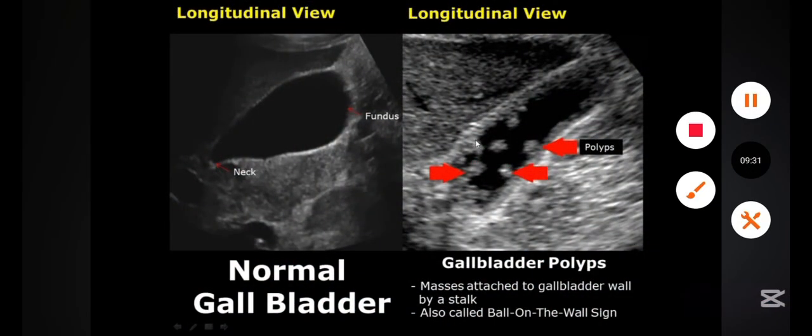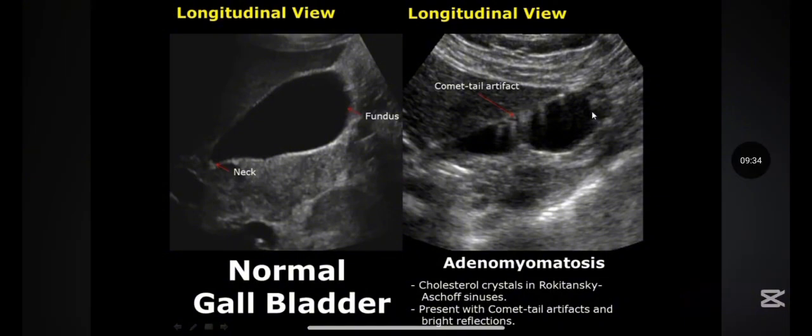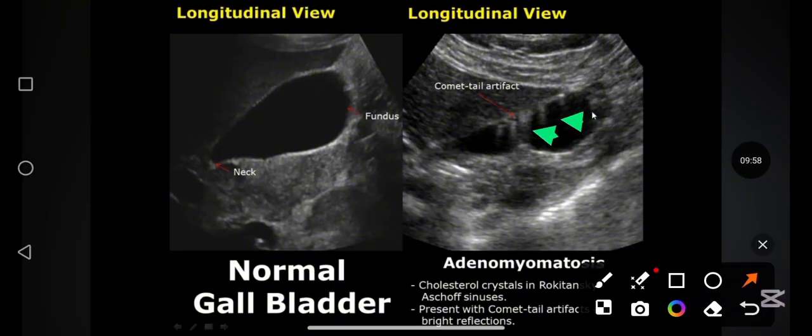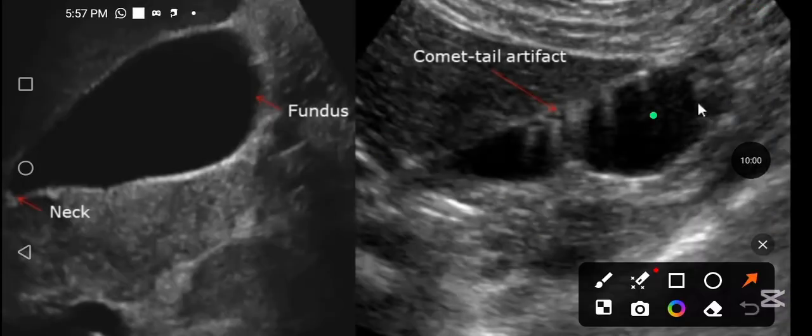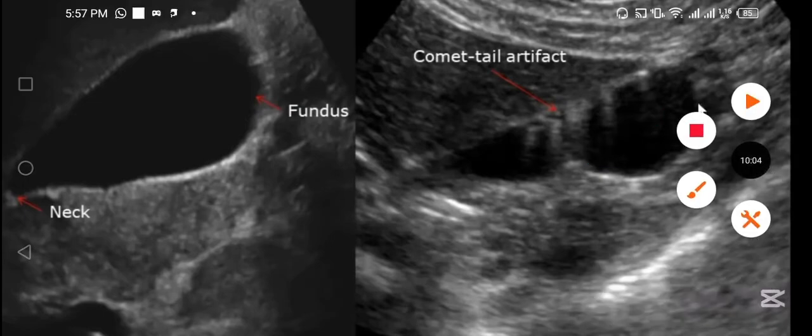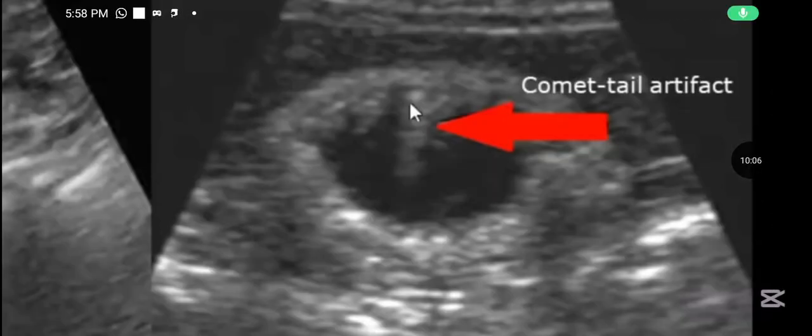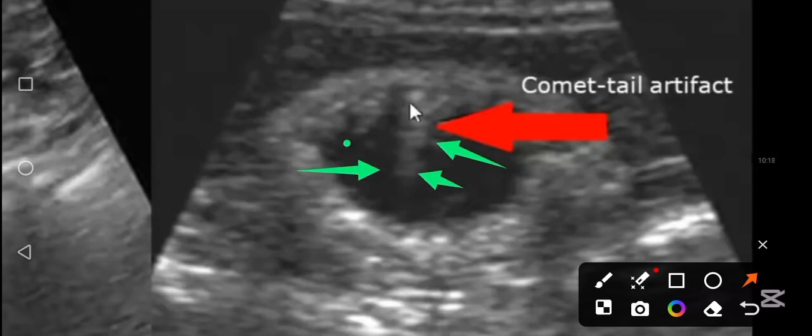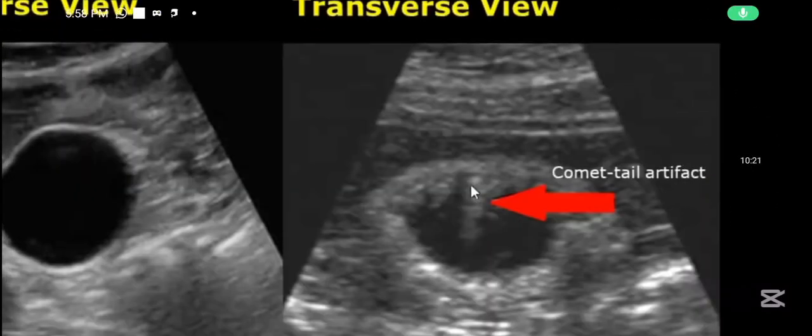Next topic is adenomyomatosis. Adenomyomatosis occurs when there is a herniation of the mucosal layer of the gallbladder wall into the muscular layer of the wall, and this can form a sinus or pocket, and these sinuses or pockets are known as the Rokitansky-Aschoff sinuses. And cholesterol crystals can get deposited here, which will give a comet tail artifact, and they will look like this. This is the comet tail artifact. This is the transverse view of adenomyomatosis.